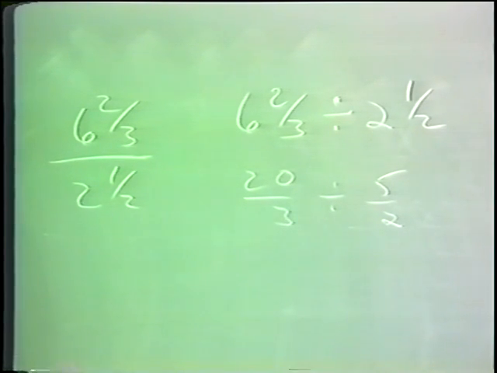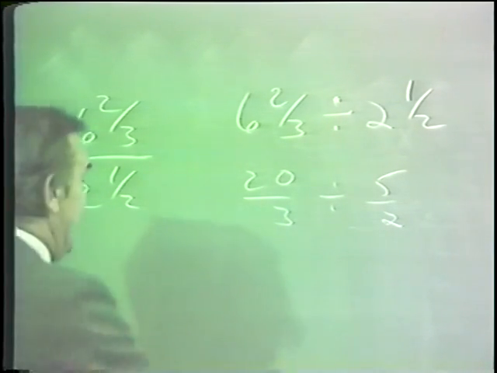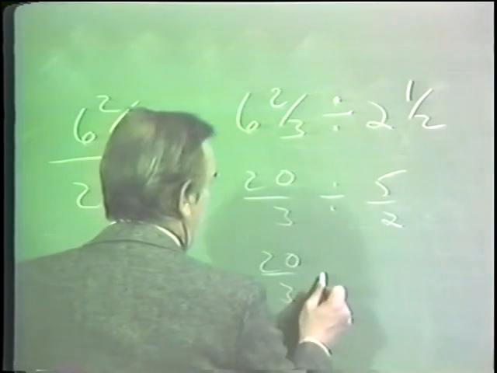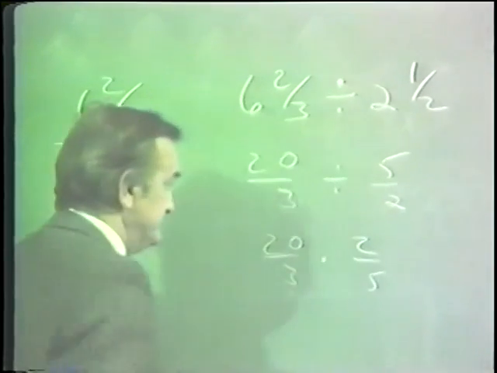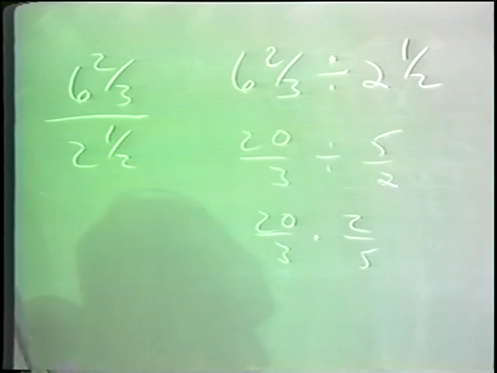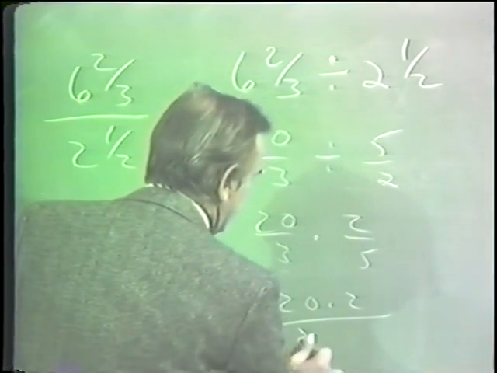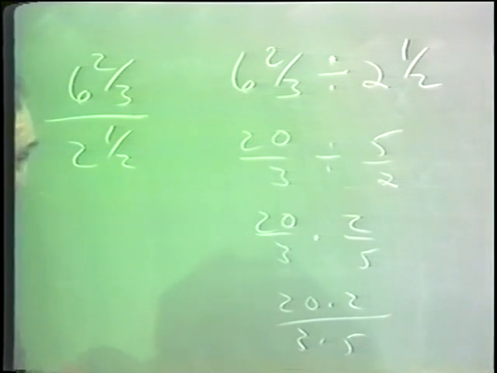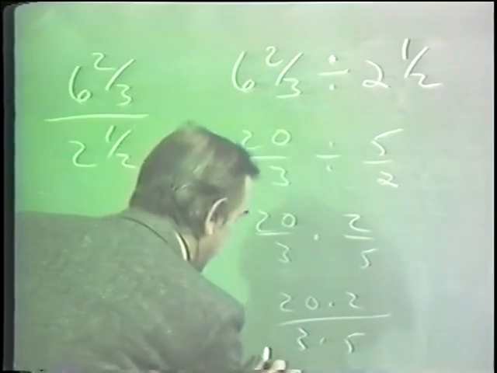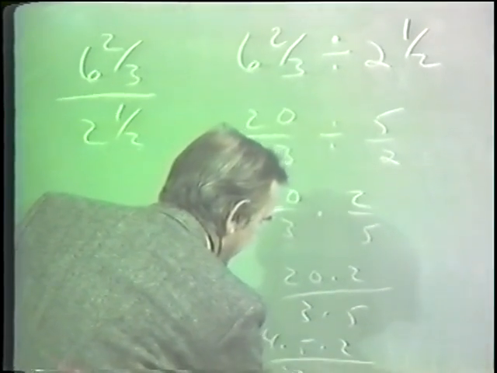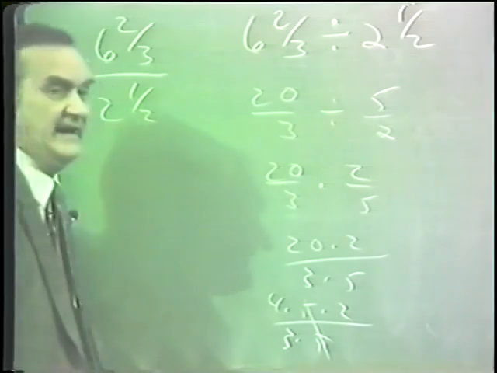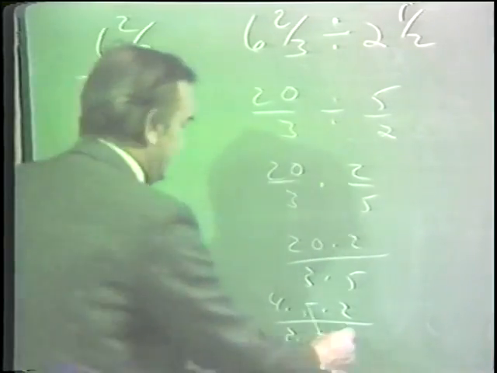What are we going to do now? Yeah, divide. Well, we know what divide means. It means invert and multiply. We know how to multiply. That says 20 times 2 over 3 times 5. We now have to simplify it. Well, 20 is 4 times 5, times 2 over 3 times 5. The 5 over 5 cancels. Our answer is 8/3.